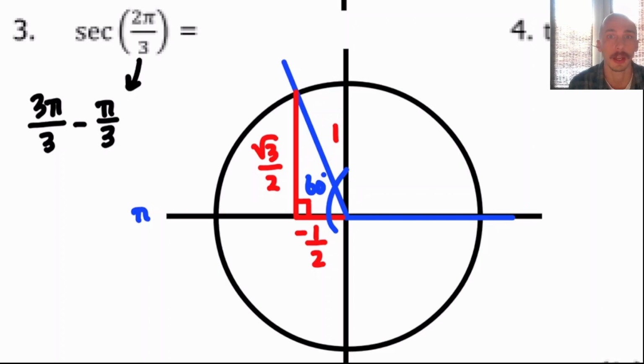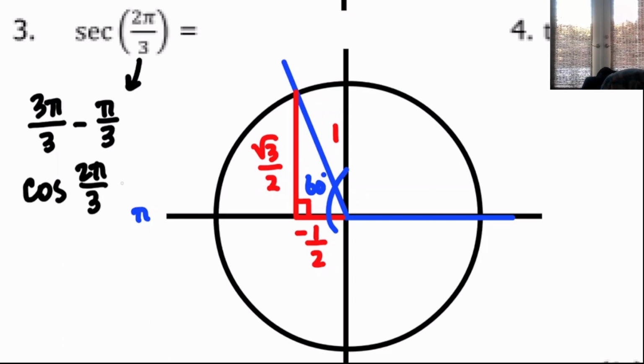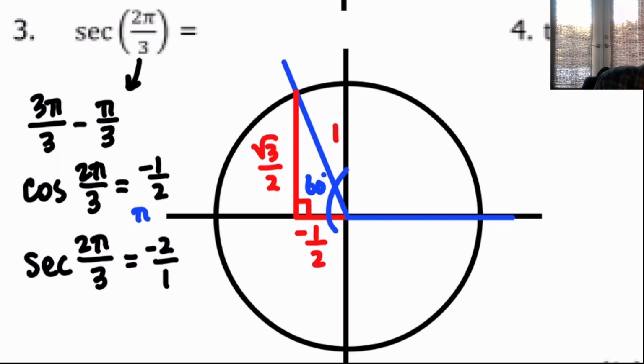And then I'll say secant. Well, first I'm going to need cosine. So I'll start with cosine of 2 pi over 3. So cosine of 2 pi divided by 3, it's going to be adjacent over hypotenuse, negative 1/2. So I'll conclude that secant of 2 pi over 3, that's going to be equal to negative 2 over 1. So that'll just be negative 2.